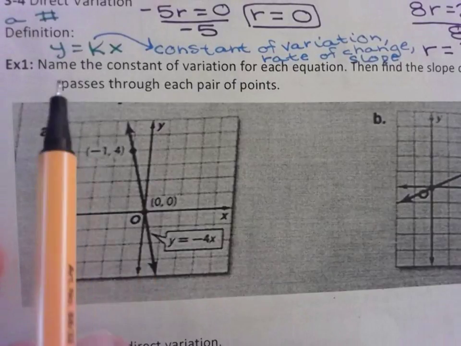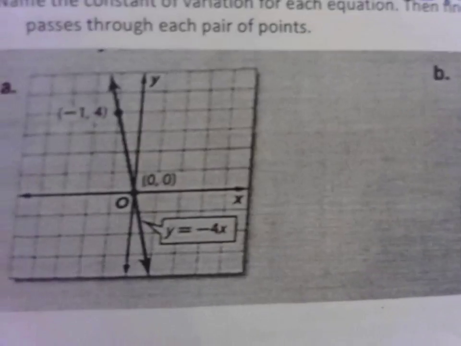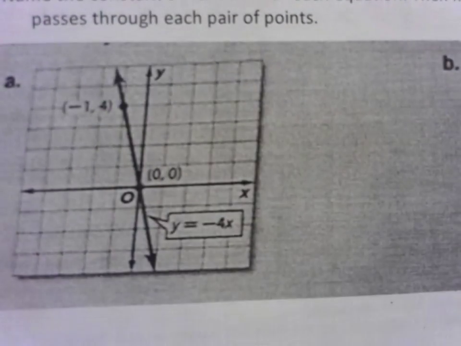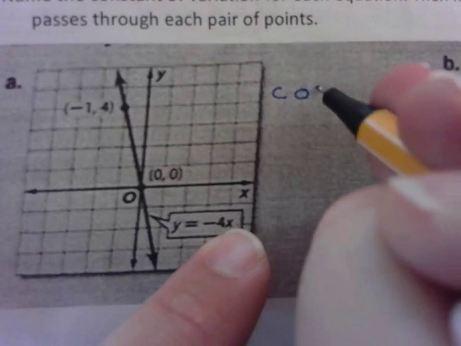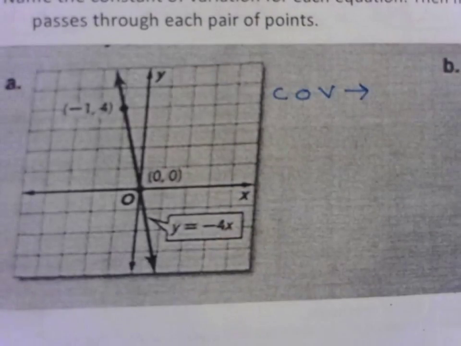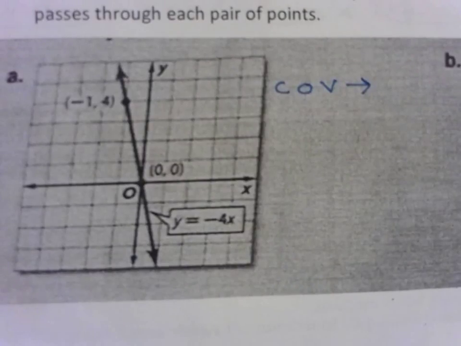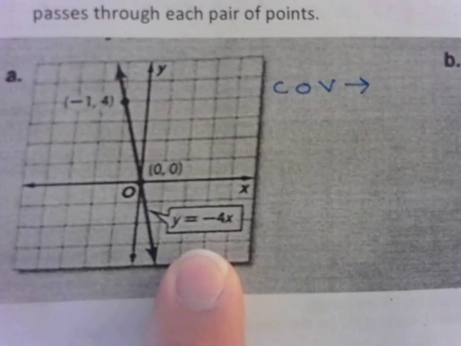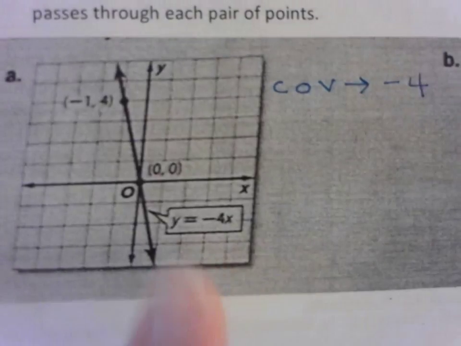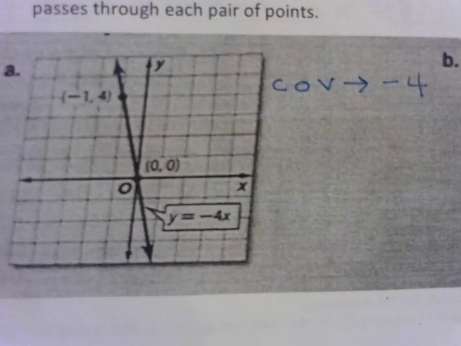So first thing they ask for, name the constant of variation for each equation. I want to name the constant of variation, which I'm going to call COV. As I look at the equation, what is the constant of variation? Negative 4. Look at your equation. The constant of variation is the number in front of x. So your constant of variation is negative 4. Have I answered the question? No, I also want to find the slope of the line that passes through each pair of points.